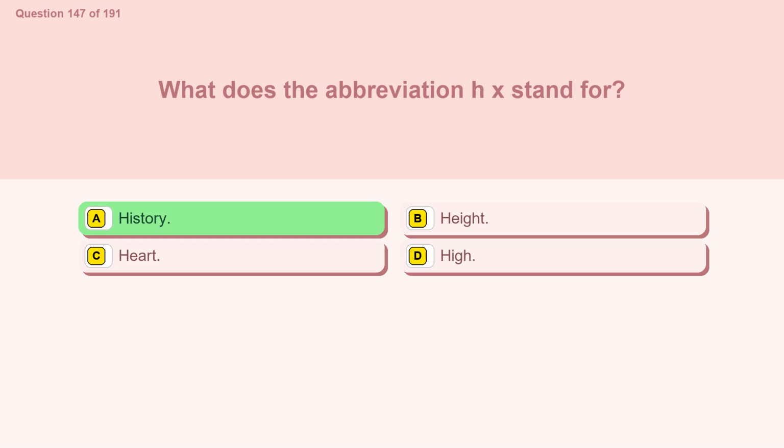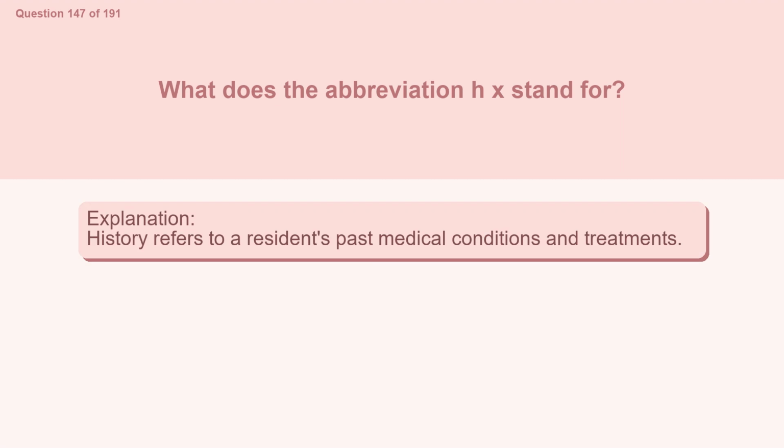The correct answer is option A, history. History refers to a resident's past medical conditions and treatments.